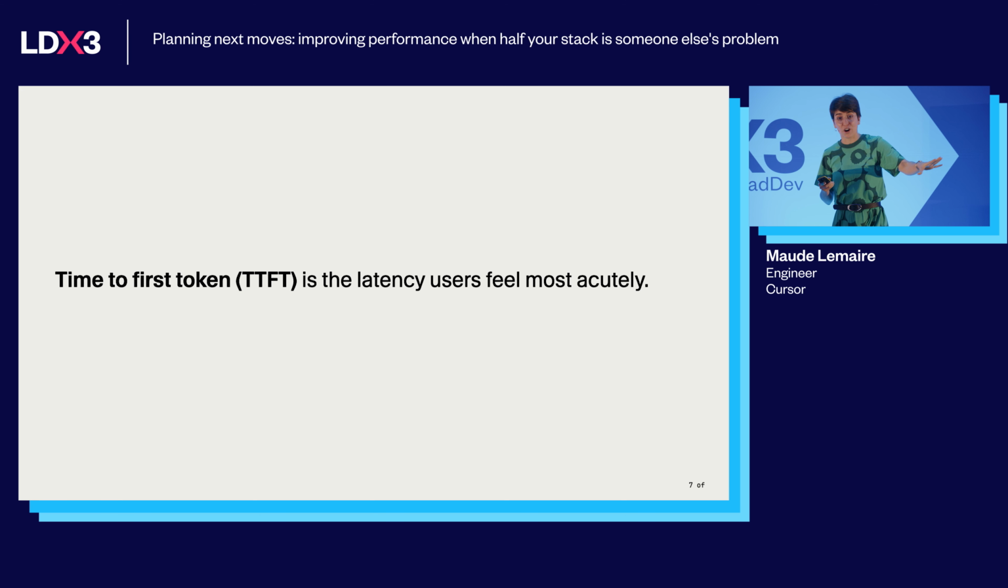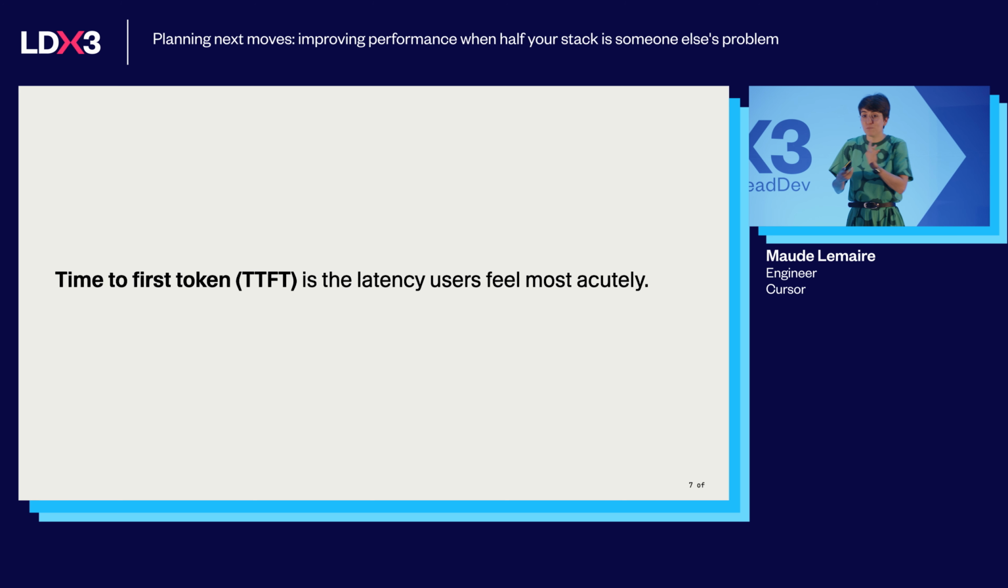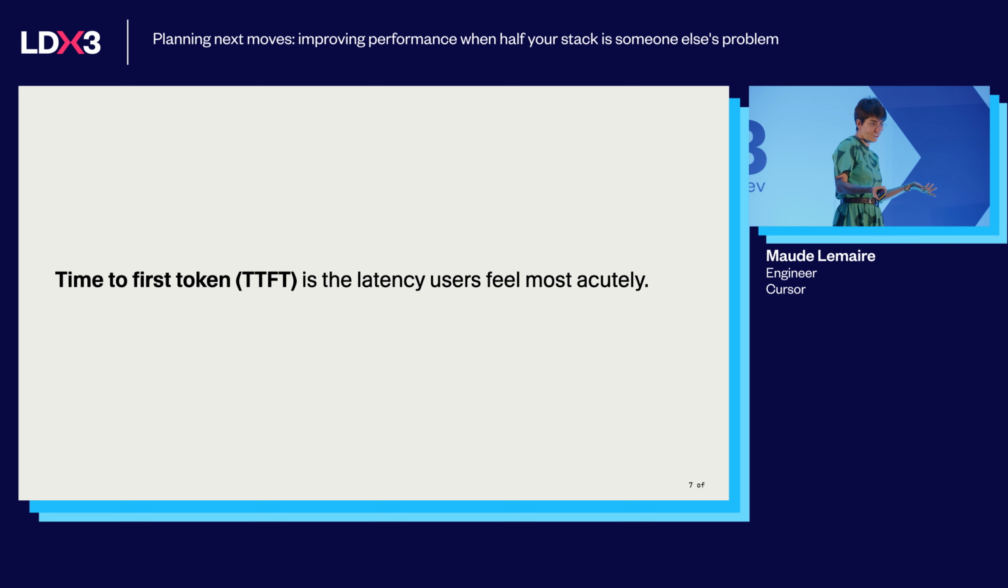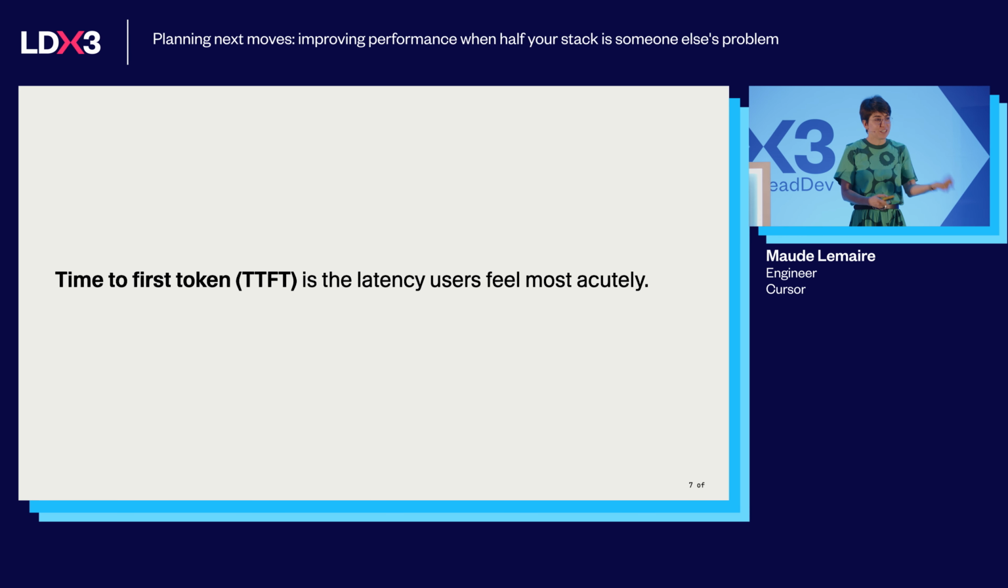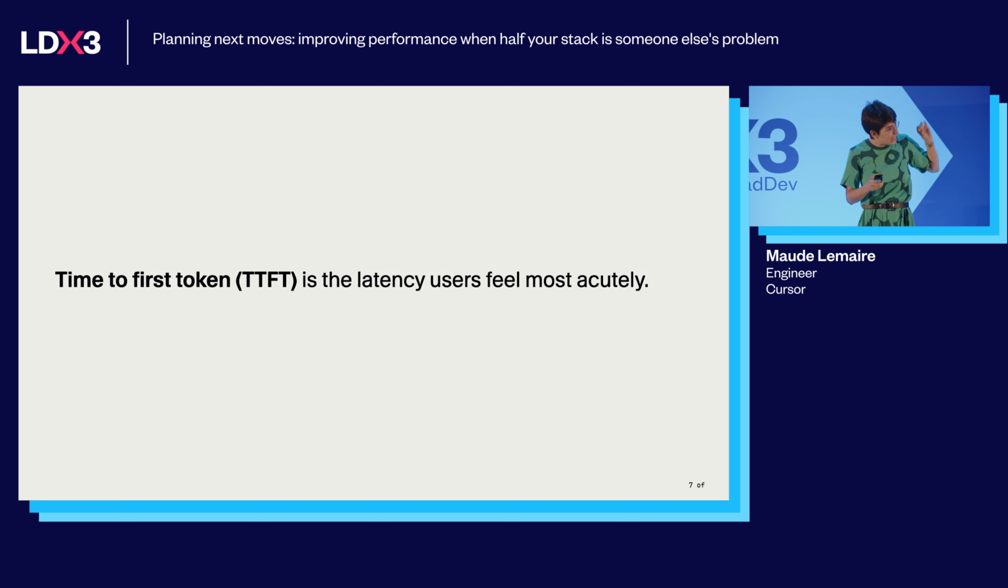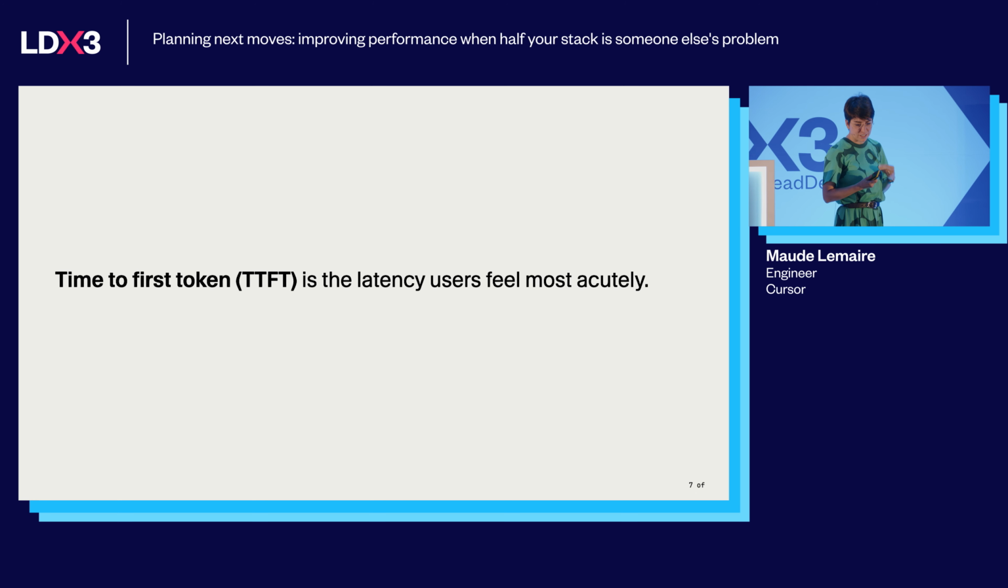Obviously, fast models are fabulous. I would be remiss if I didn't say that I love Composer 2.5 Fast. I think it's a fabulous model. I think you should all use it. It is really fast, and that part is really great too. But this piece, this planning next moves, this time to first token, is the edge of your seat bit.